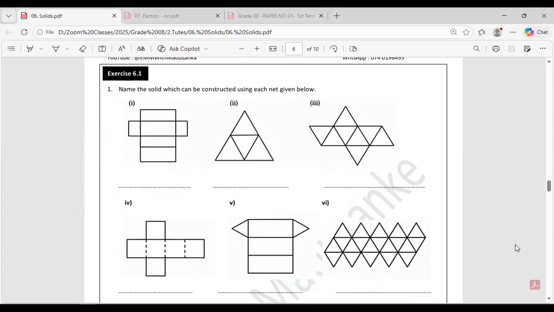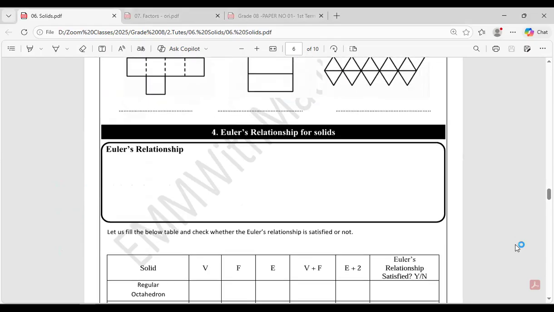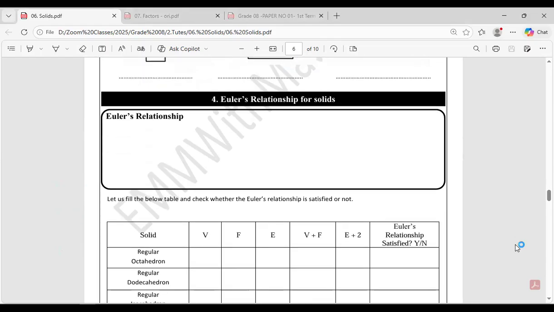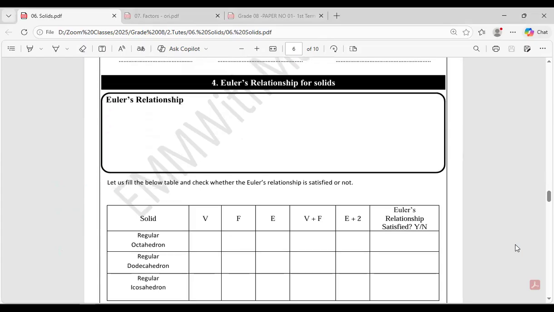Okay, now we are going to do this one. I will come to the board and I will explain this one. What is this? Euler's relationship for solids. We have learned that in grade 7 as well. Euler's relationship, right? So many pronunciations are there.